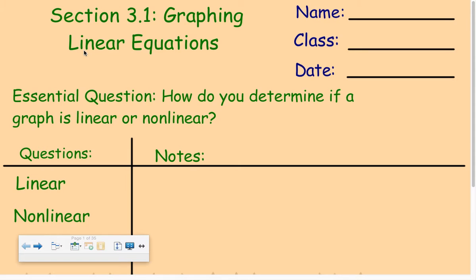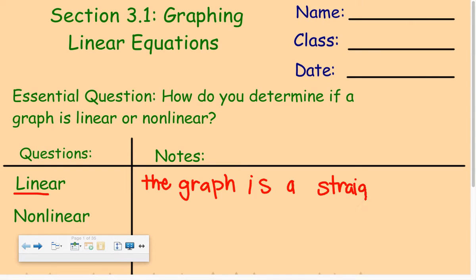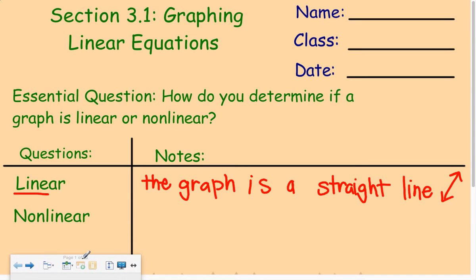So our two vocab words for this lesson are linear and nonlinear. If something is linear, you just look at part of the word linear and you'll see the word line. So the graph is a straight line. If a graph is nonlinear, it is not a straight line.